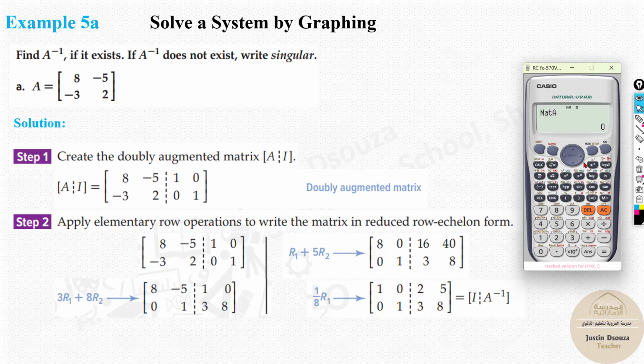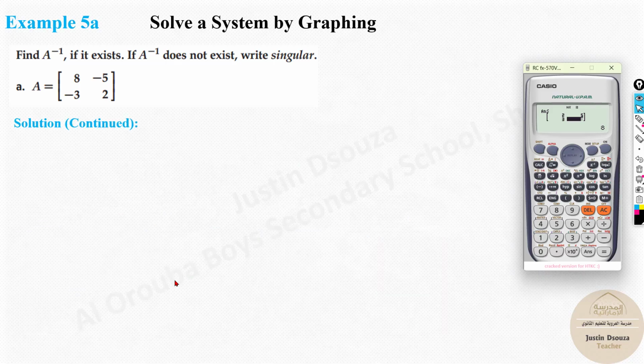Now it's saved. All you need to do is shift 4, type the matrix. Now, what is the inverse option? That's over here. Can you see this? That is the inverse. When you click on this, you will get the answer to the inverse. It's 2, 5, 3, 8. That's it. That's how we solve it.